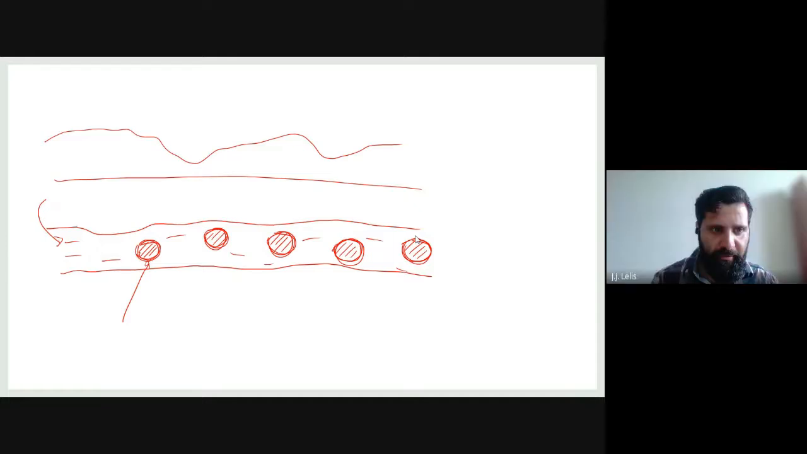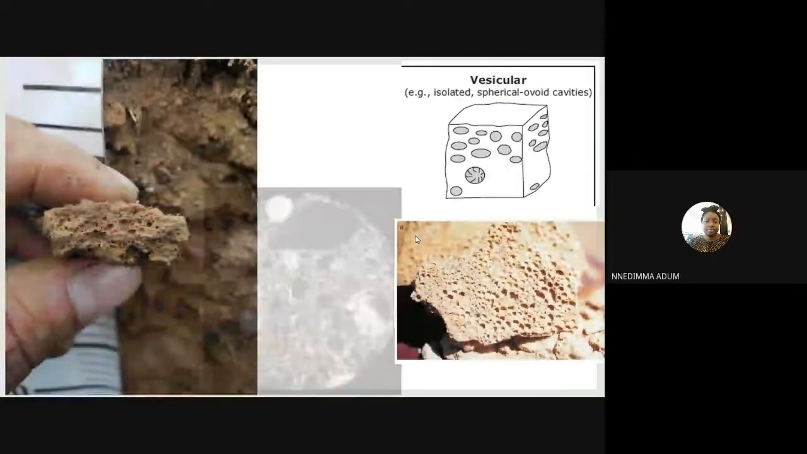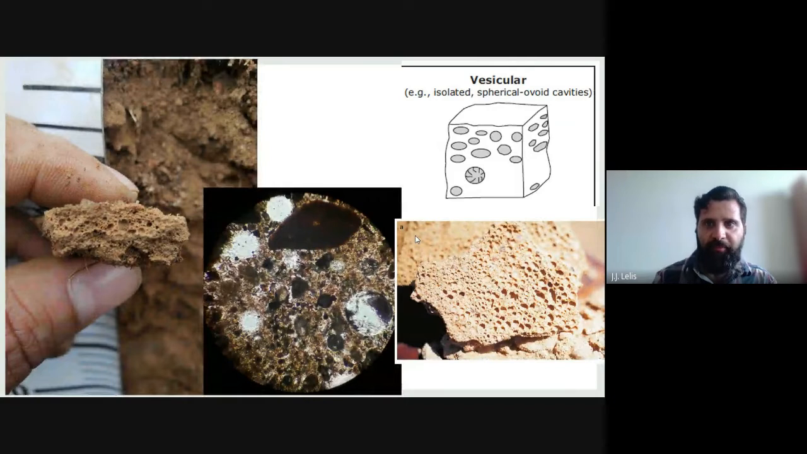This is only one type that we could produce vesicular voids. But we also can see vesicular voids in other kinds of environments, like this thin section. It's a thin section of a soil that's formed in waterlogged conditions.